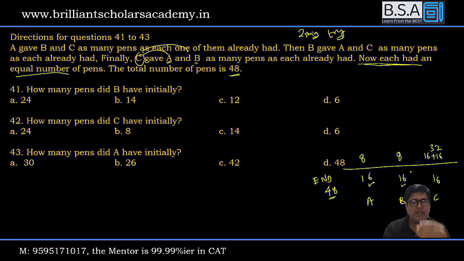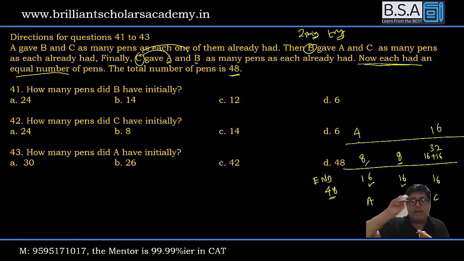Who was the person giving away pens before C? B was giving away. I'm drawing this line here. See, B is the one who gave away pens. So this 32 is because B gave away his pens. So before that, pens should be 16. This is 8. Why? Because B gave his pens to A. So this number of pens should be 4.